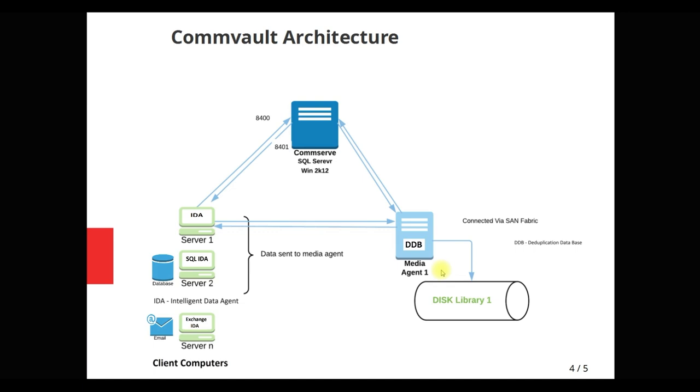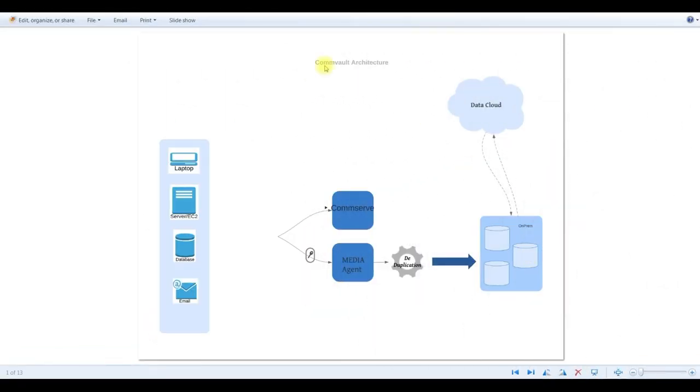Now, let me show you a different diagram. Here is a typical diagram of Commvault architecture, or how we perform backups and replicate data to cloud or a secondary data center. On my left hand side, I've got all my client systems for which I perform backups. I've got laptops, servers, EC2 instances, databases, and emails. Using CommServe and Media Agent, we perform backups of those systems, applying deduplication on the data that we are backing up. We write data onto our disk libraries or our cloud libraries.